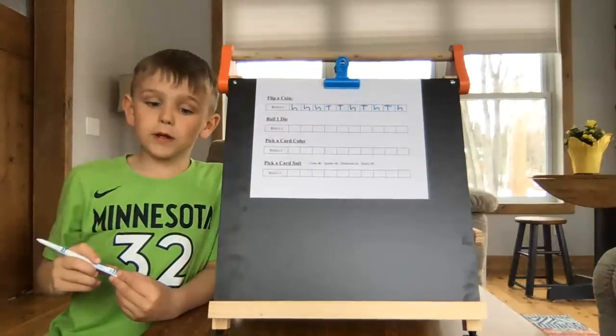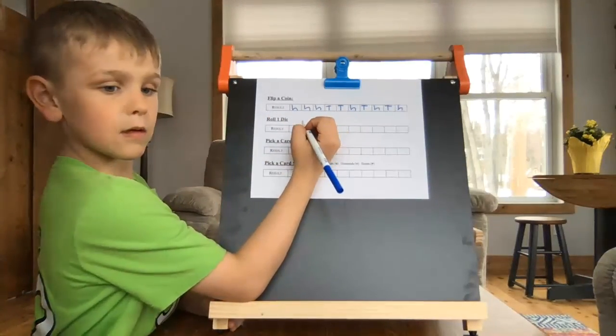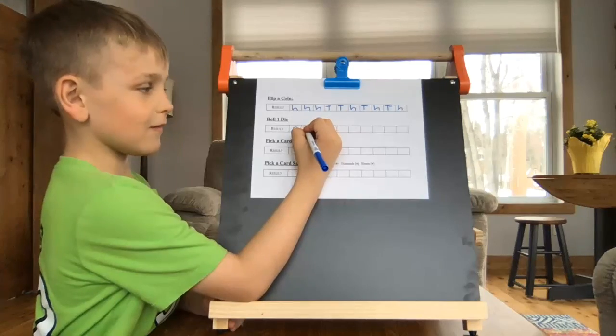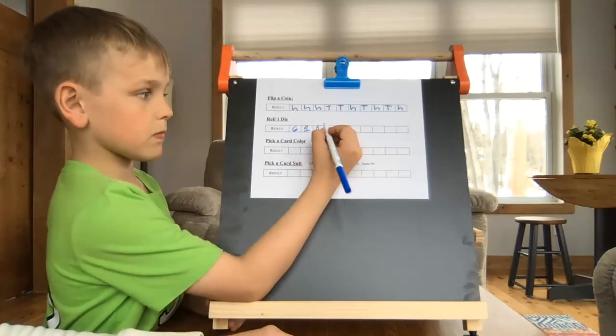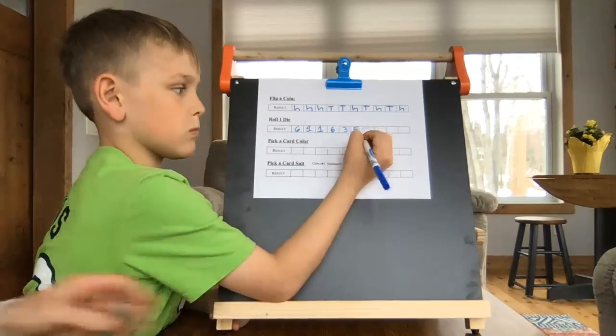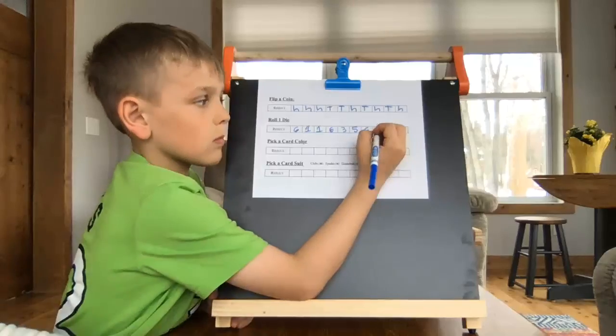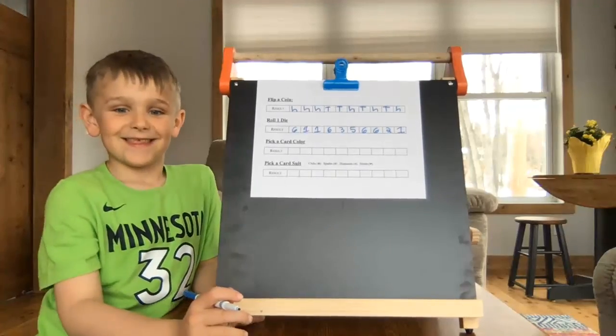Here we go. Roll 1, 6. Ooh, whoopsie. Sorry, computer. Roll 2, 1. Roll 3, 1. Roll 4, 6. 3. 5. 6. 6. 2. 1. Pick a card color.